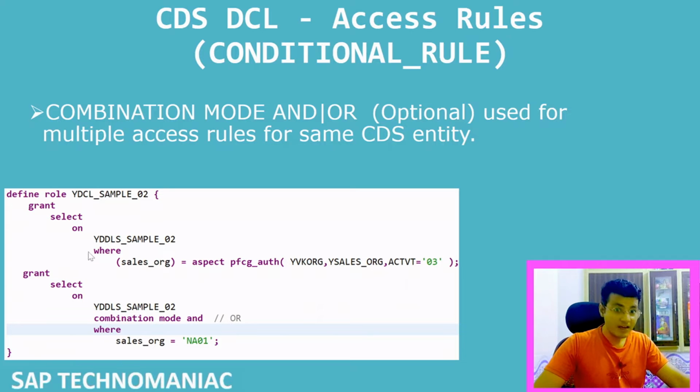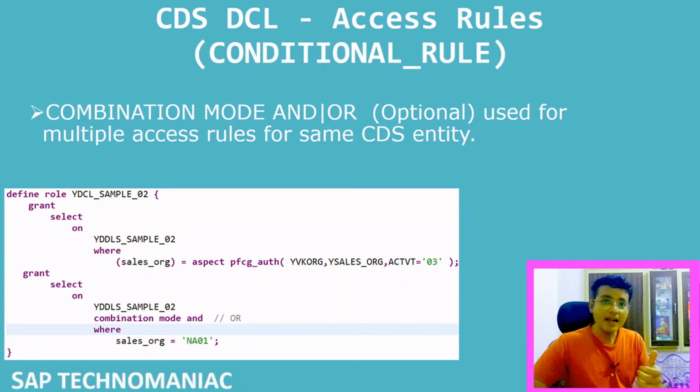If you have different access rules in the same CDS role, or in different DCLs, and we want to combine them with the AND condition, then you have to use combination mode AND. And by default the combination mode is OR, as I told you. By default those conditions are combined using the OR condition. If you want to use AND, then you have to use combination mode AND.